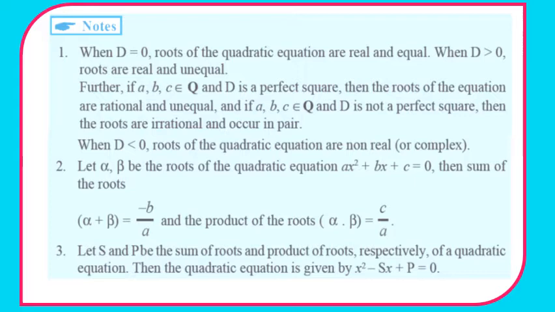Now let alpha and beta be the roots of the quadratic equation ax square plus bx plus c. Then we know that alpha plus beta is equal to minus b upon a, and alpha into beta is equal to c upon a. We learned this formula in the chapter polynomials, grade 10th, sum of the roots and product of the roots. And let s and p be the sum of the roots and product of the roots respectively. Then the quadratic equation is given by x square minus s into x plus p is equal to 0. We have learned all these things in grade 10th.